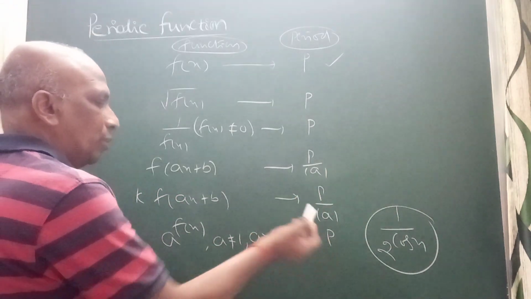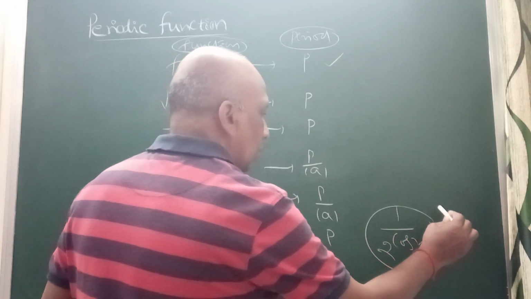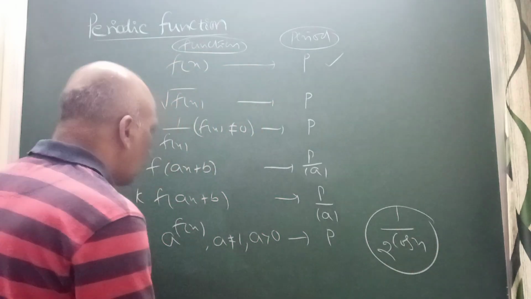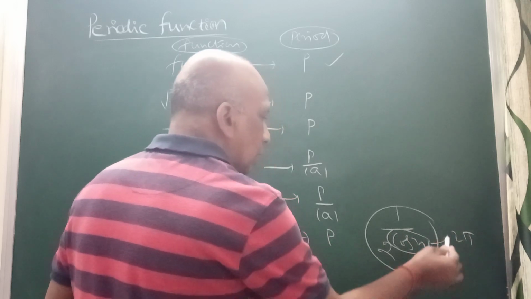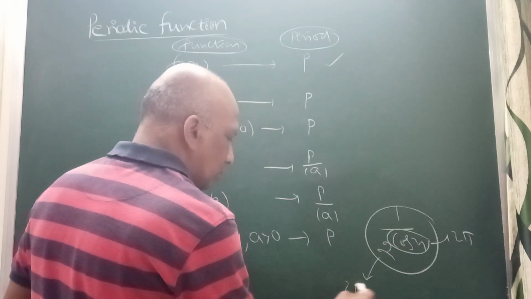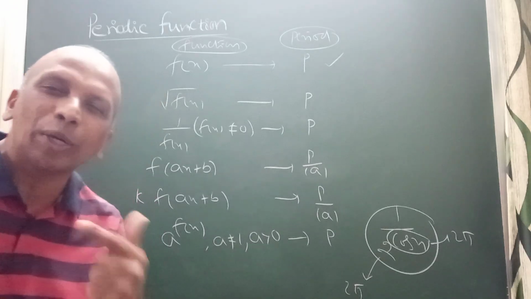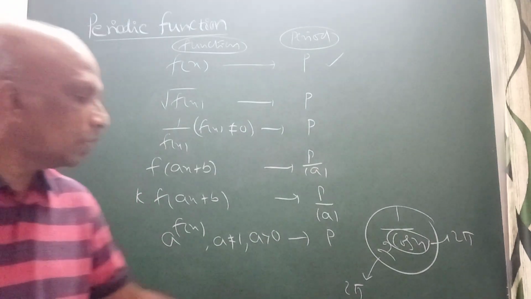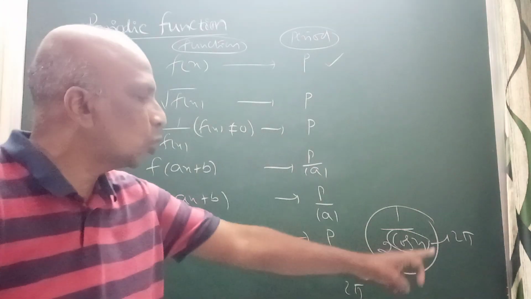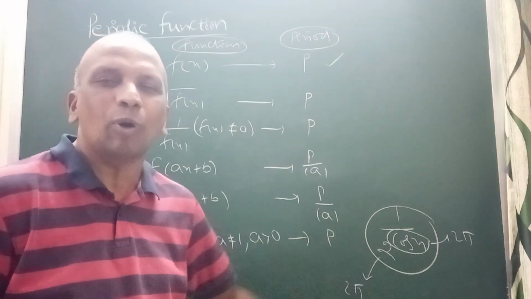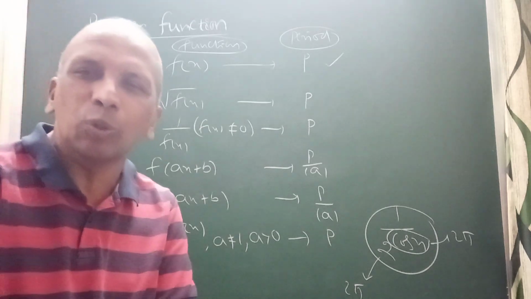A power f of x, same thing. So the period of cos x is 2 pi. Then the period of this, everything, is 2 pi. 1 by 2 power cos x is also 2 pi only. Is it clear? The period of cos x is 2 pi. The period of 1 by 2 to the power of cos x is also 2 pi only. There is no change in that.